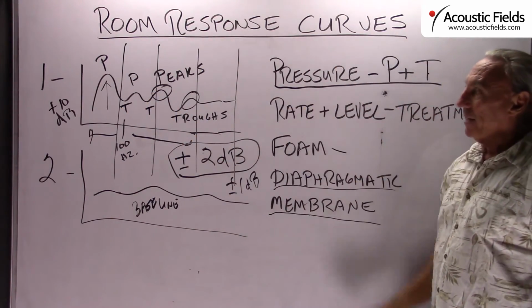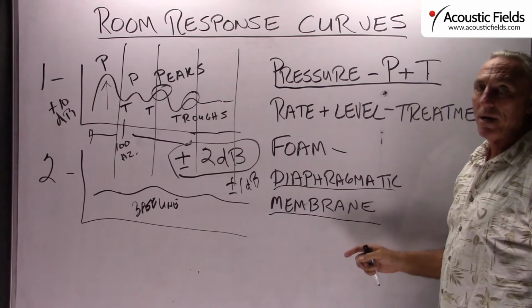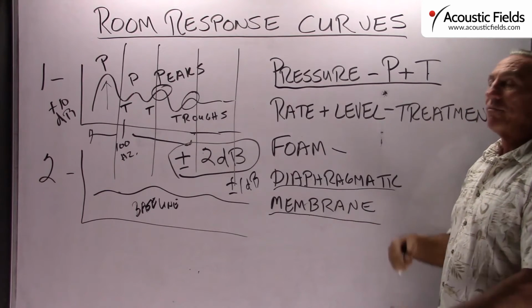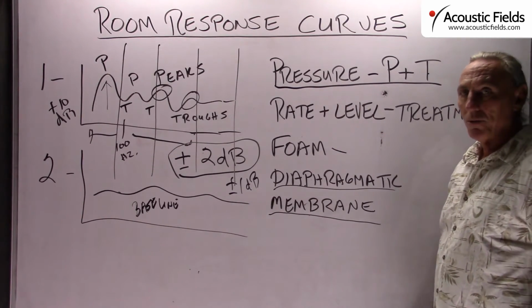So divide the response curve up into the 4 parts, assign the proper rate and level of treatment. Then you have to decide where to put it in the room and all of that. And that's topics for a whole new video.